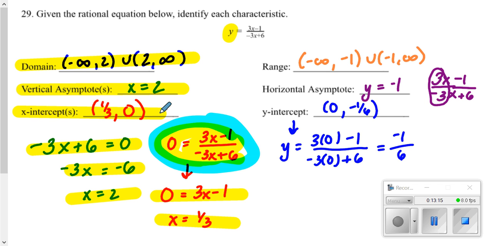Then come over to the right side, and horizontal asymptotes can be found with a vertical shift or by looking at these leading coefficients. So my leading coefficients are 3 and negative 3, and that ratio is negative 1. So I have a horizontal asymptote at negative 1, and so that means my range splits at negative 1. And my y-intercept is what happens when x equals 0. So put in 0 for both x's, work that out, and that's your y-intercept.